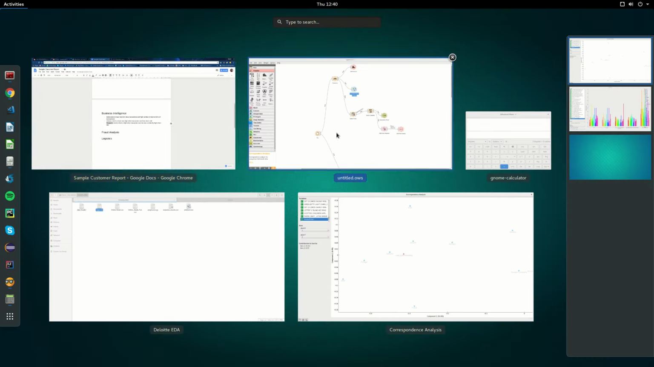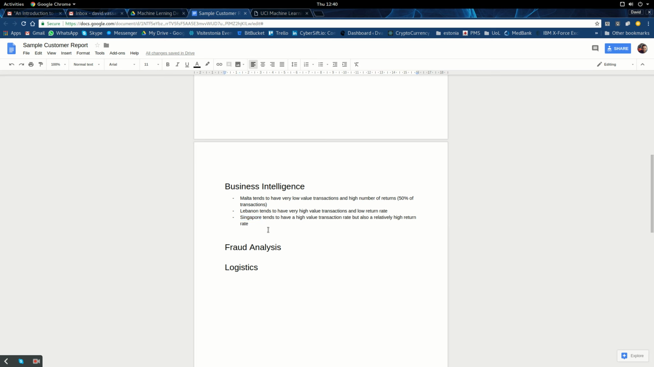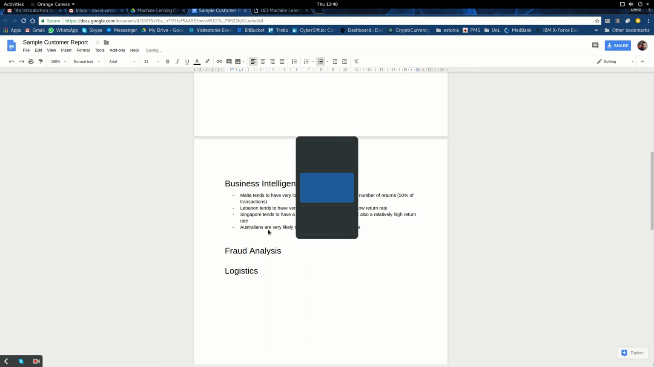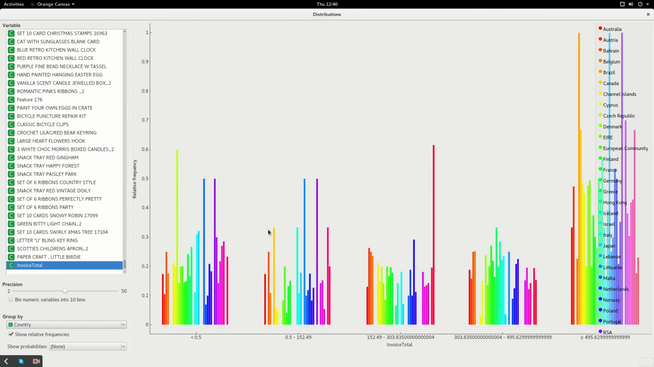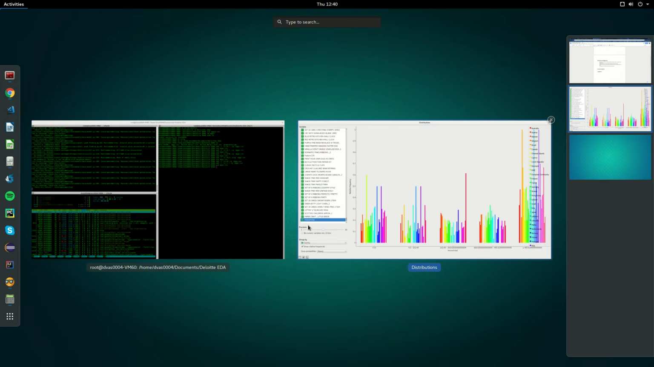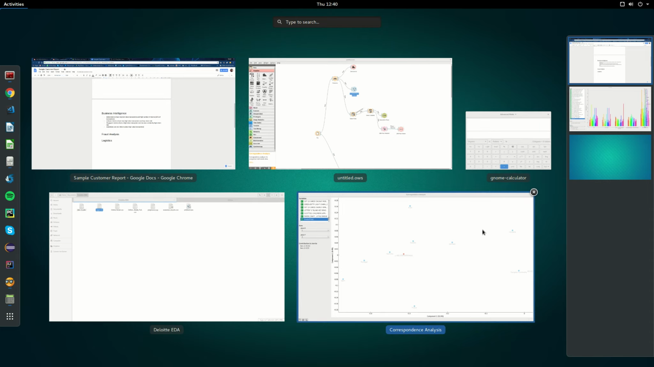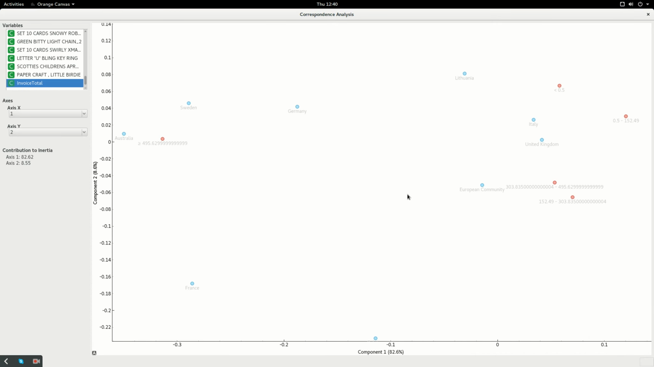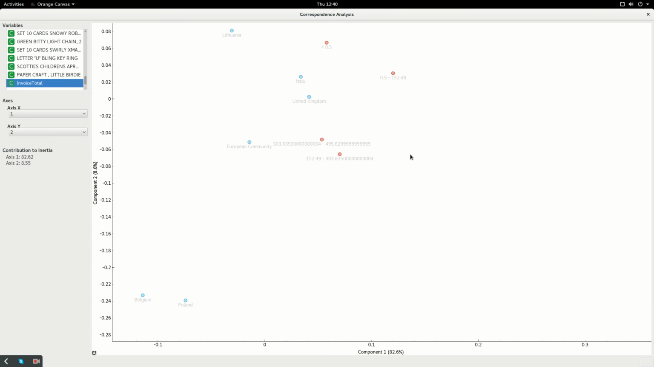We can say that Australians are very likely to place high value transactions. So they are about 3 times as likely to place a high value transaction when compared to making a low value transaction. And conversely, we can take our last example over here.